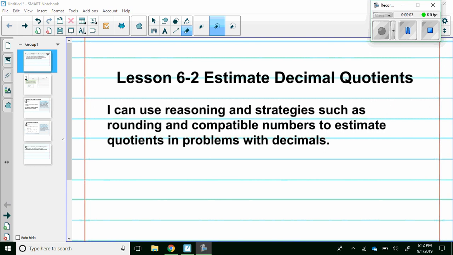Today's lesson is lesson 6-2, Estimate Decimal Quotients. The I can statement is: I can use reasoning and strategies such as rounding and compatible numbers to estimate quotients in problems with decimals. Press pause now to write the lesson number, title, and I can statement in your math notebook. When you are finished, press play.